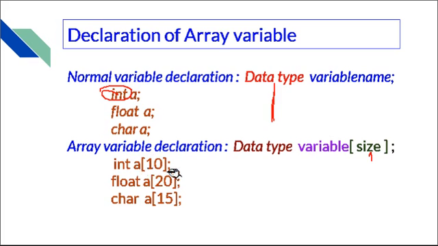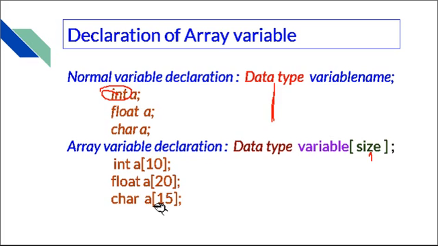In int A[10], the variable name is followed by square brackets. These square brackets indicate that it is an array type variable, capable of holding more than one value. How many values is mentioned within the square brackets, here 10. So the capacity of this variable is 10. It is capable of holding 10 integer elements at a time. Float A[20] is capable of holding 20 float elements. Char A[15] is capable of holding 15 character elements.